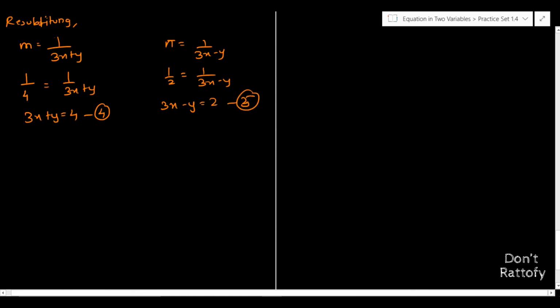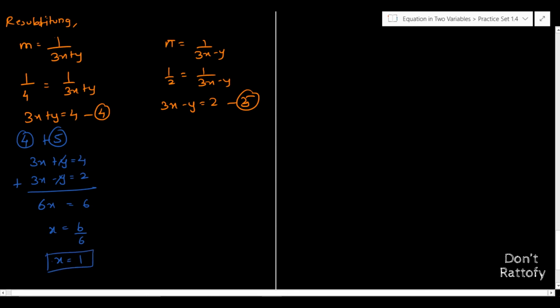Okay, now you can see in the fourth and the fifth equation I have plus y and minus y. So I'm going to add both the equations, equation 4 plus equation 5. It will be 3x plus y is equal to 4 plus 3x minus y is equal to 2. When I add these two, 3x plus 3x will become 6x, but plus y and minus y will be cancelled, and I have 4 plus 2 is what? Again 6. I got the value of x is equal to 6 upon 6. I have the value of x as 1. The final answer of x is 1.